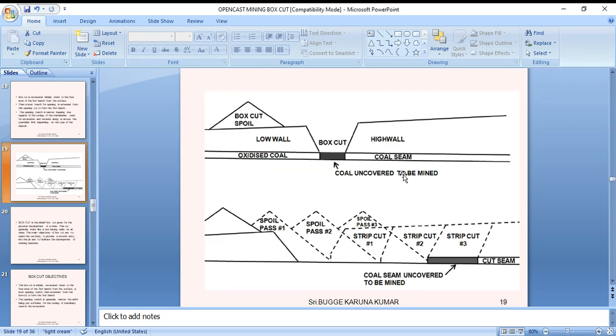So I'm showing here a simple box cut. Please observe the sketch.